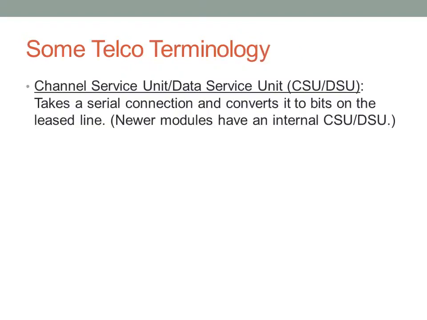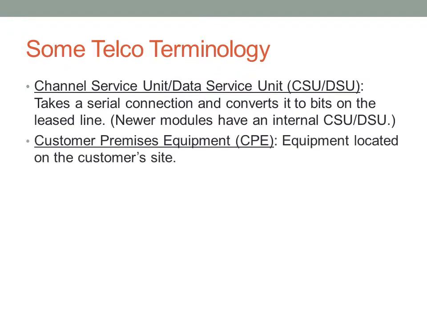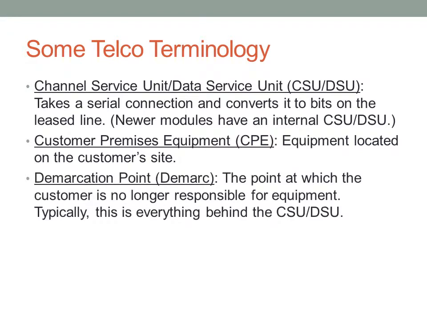Some telco terminology: there's what's called a channel service unit/data service unit. This takes a serial connection and converts it to bits on a leased line, on a two-pair line. Newer modules actually have this built in, but you need to know what a CSU/DSU is. There's what's called customer premises equipment. This is the equipment that's located on the customer's site, whether or not it belongs to the customer. There's what's called a demarcation point. This is the point at which the customer is no longer responsible for data or equipment. In other words, once it leaves, say, the modem, then that's it, you're done.